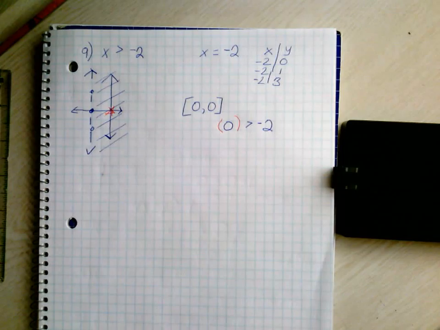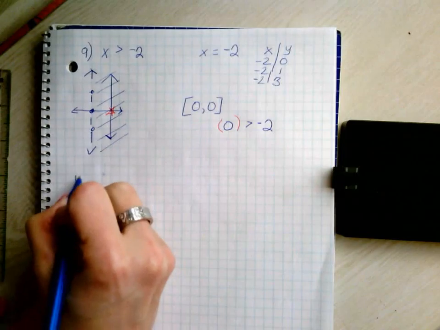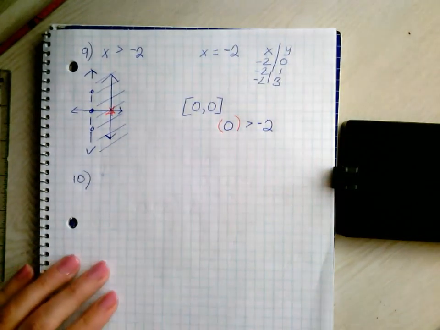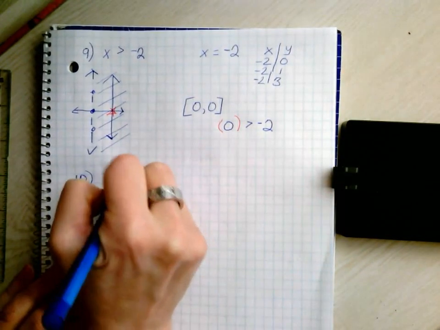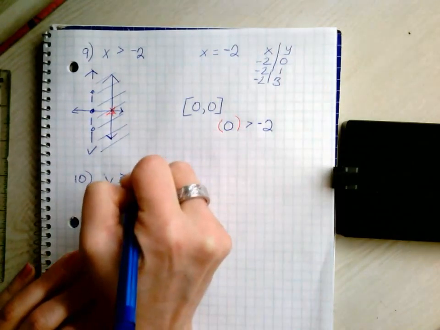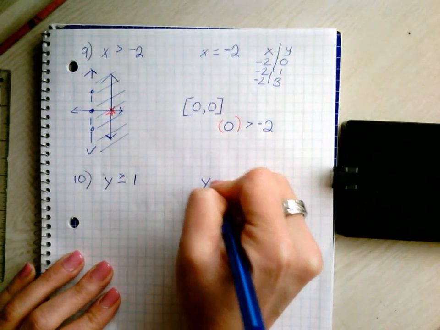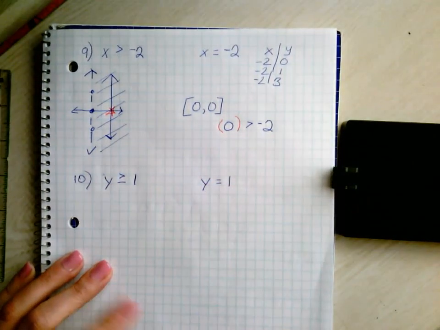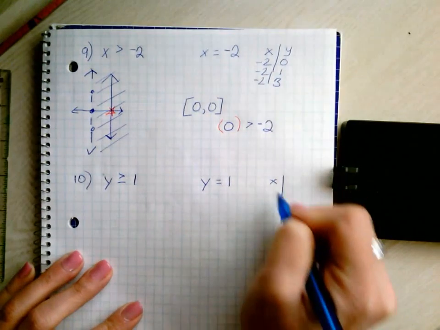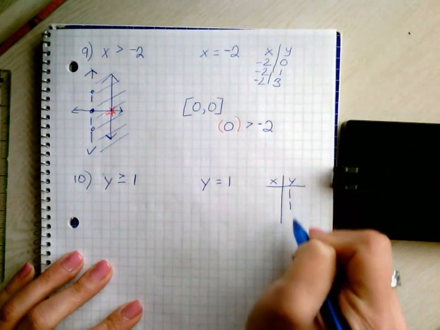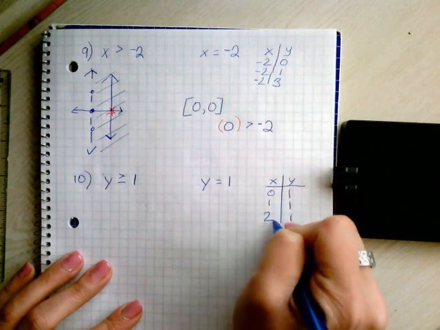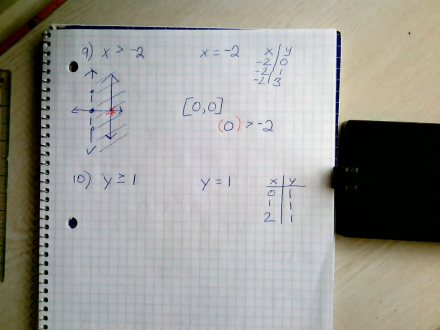This one is identical to number 29 and 30. Maybe different numbers, exact same thing. Number 10, y greater than or equal to 1. Graph it as an equality. Y is 1. That means as long as y is a 1, anything in the x column is true.